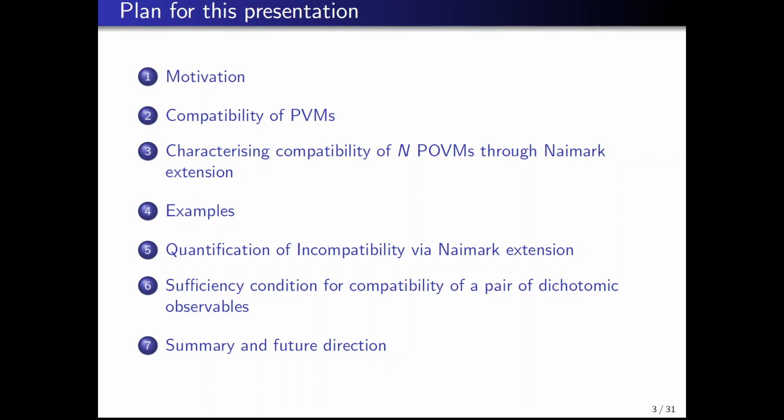This is the motivation for this talk. This is the plan for this talk. At first, we will talk about the motivation, then I will talk about the compatibility of PBMs, then I will discuss the characterization of compatibility for N POVMs, then I will talk about examples, then I will talk about quantification of incompatibility through Naimark extension, then I will talk about the efficiency condition for the compatibility for a pair of dichotomic observables, then I will summarize it and talk about future direction, then I will end my talk.